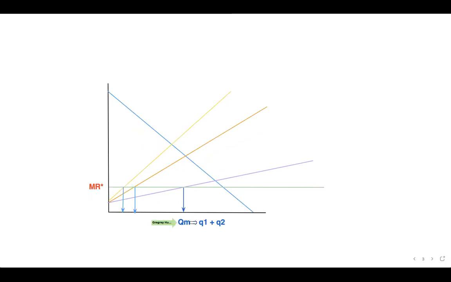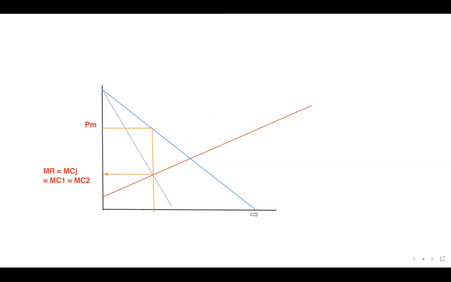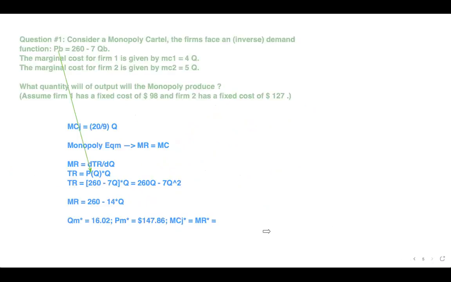See, QM is composed of Q1 plus Q2. I don't know Q1 and Q2 unless I know the monopoly equilibrium level of marginal cost, which is equal to marginal revenue. So that's what I'm saying: in order for this to be complete, we have to compute that shared value where marginal revenue crosses marginal cost. So now what would you do to find that value?